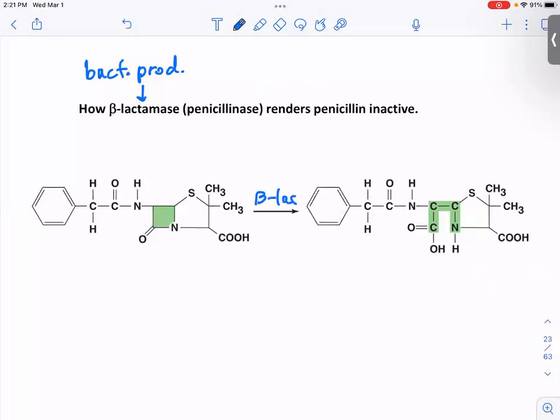Okay, and it acts on, remember, here's the penicillin. It acts on the penicillin and breaks this bond right here in that beta-lactam ring. So you see how that opens the ring up a little bit, and just that one little change makes it not fit into the active site of transpeptidases. Okay, so these are enzymes that some bacteria acquire the ability to make that makes it so they can survive in the presence of a beta-lactam antibiotic like penicillin.